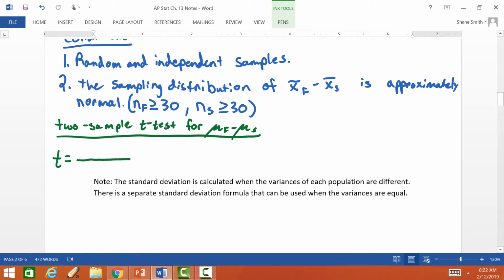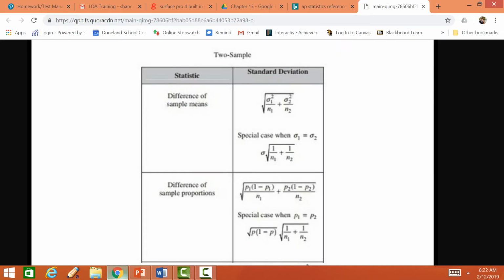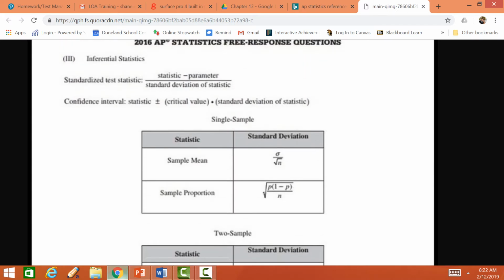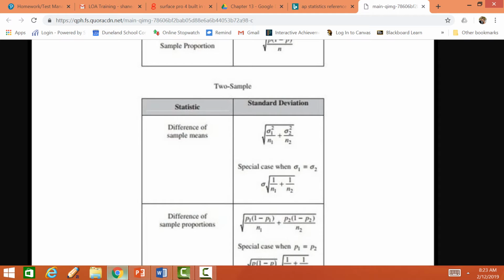So the statistic, and I just want to briefly show you this. This is the purple sheet that I give you. So the standardized test statistic is the statistic minus the parameter divided by the standard deviation of the statistic. All right. So the standard deviation of the statistic is going to be this one right here, the square root of sigma sub 1 squared over n sub 1 plus sigma sub 2 squared over n sub 2.